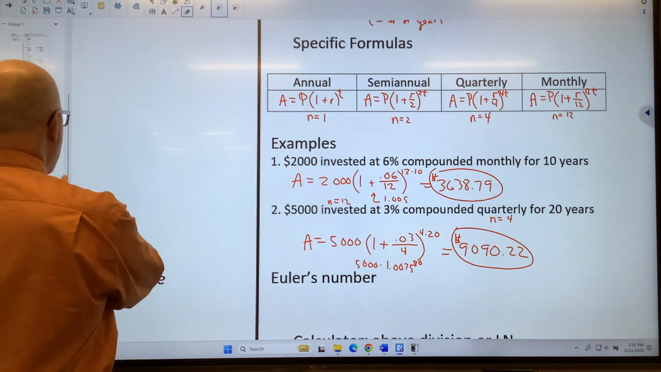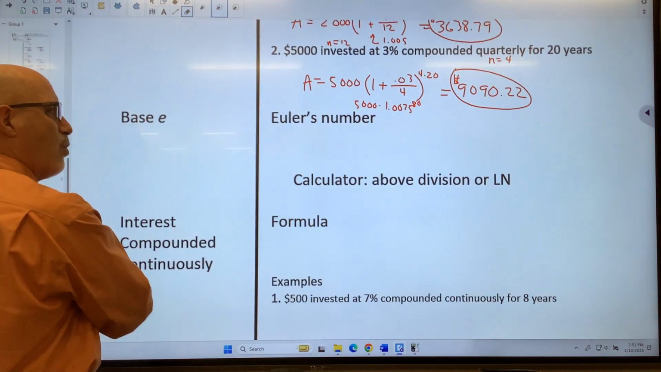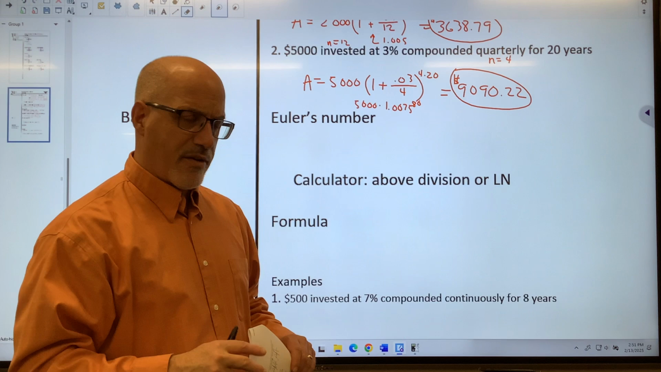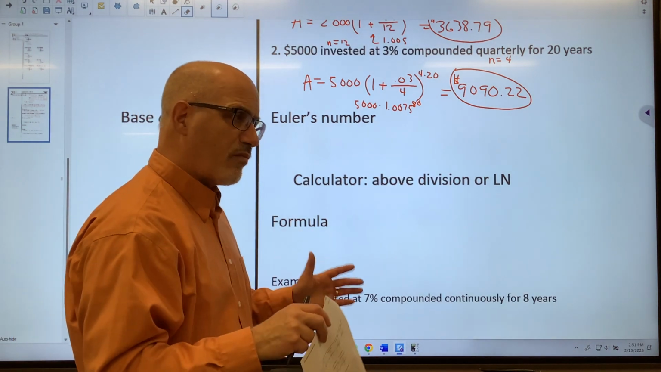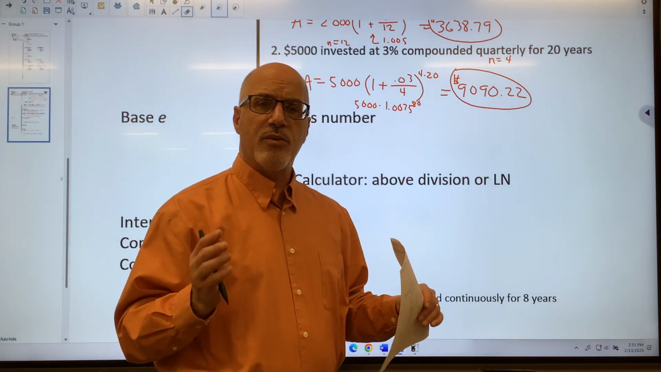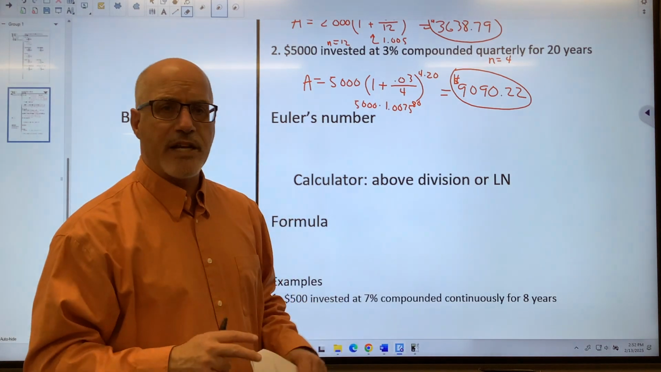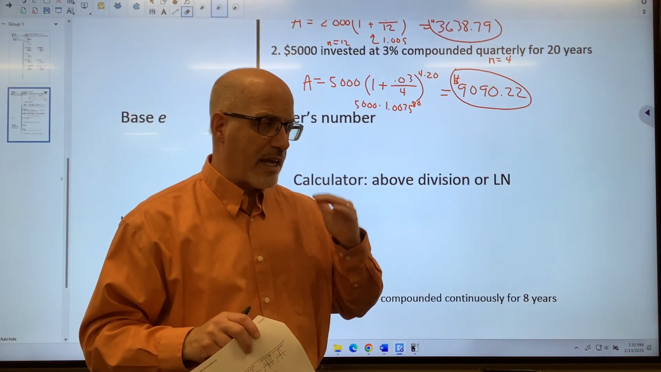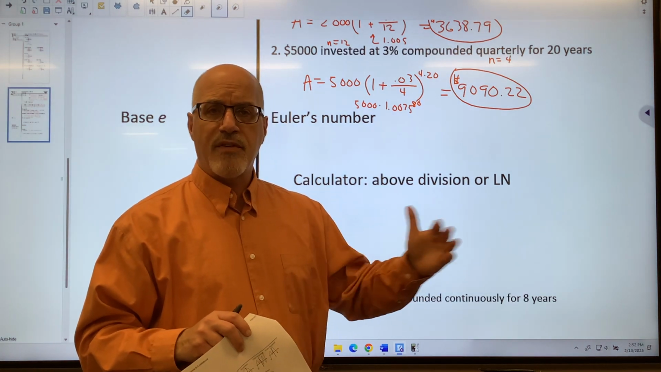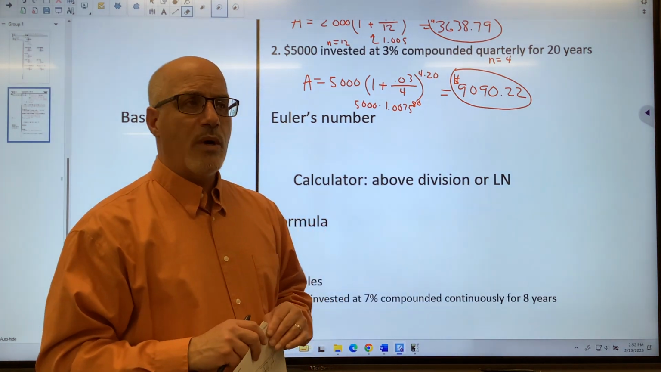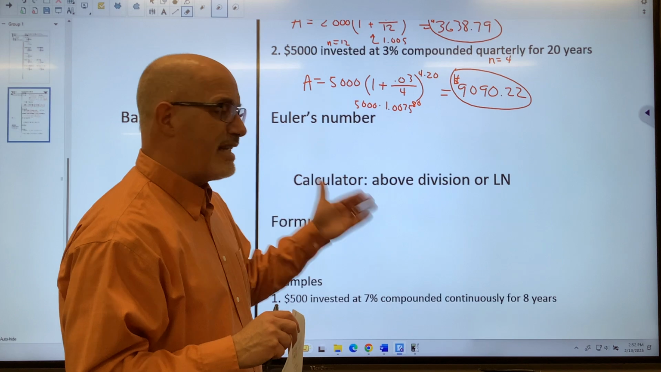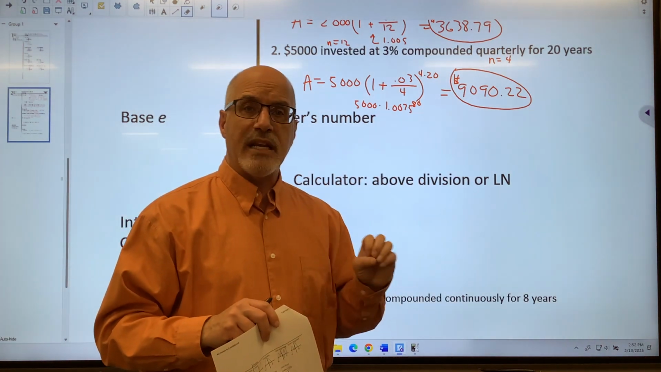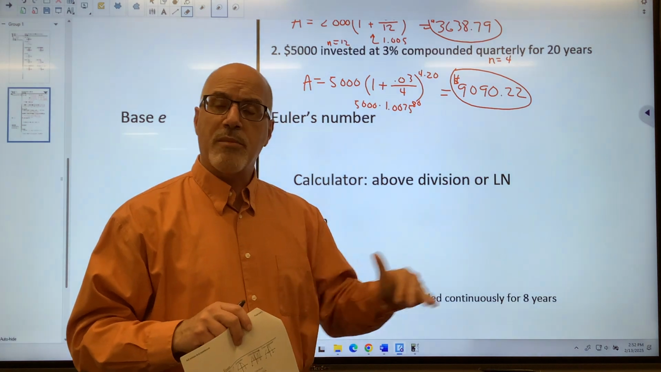All right, so that leads us to an idea of what happens if we could do it all the time. Continuously is the word that we would use. Well, that prompts us to come up with a new irrational number. You know how pi is an irrational number, a decimal that goes on forever and never ends and never repeats. Well, compounding continuously, instead of doing it daily, we'd do it every minute, every second, and we kept doing it more and more often.